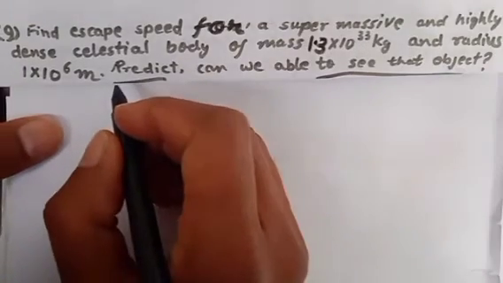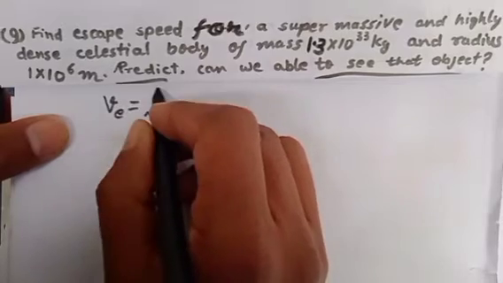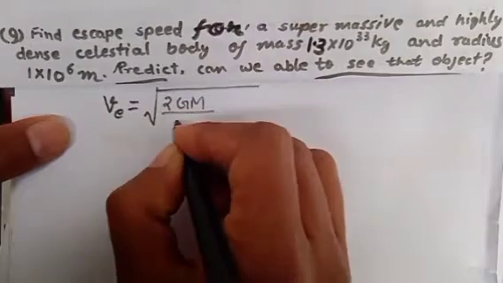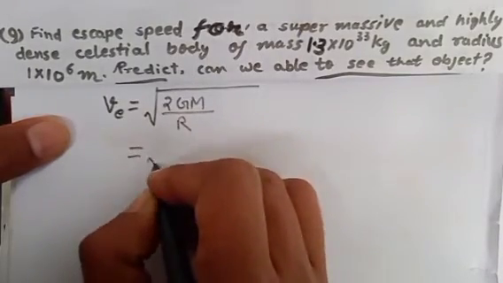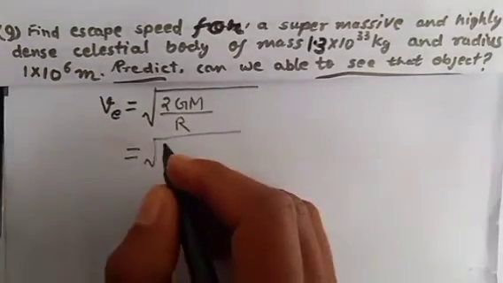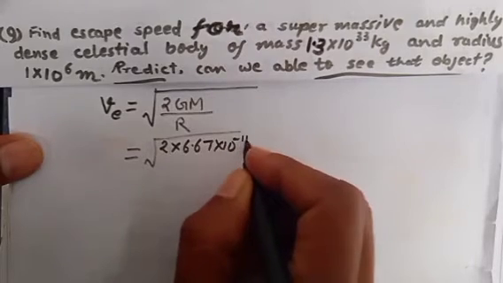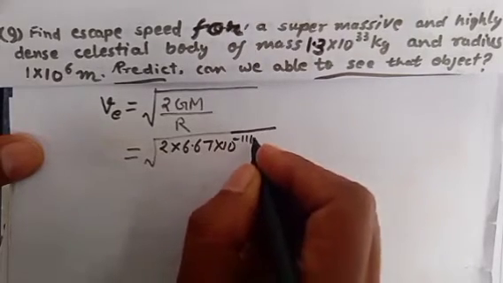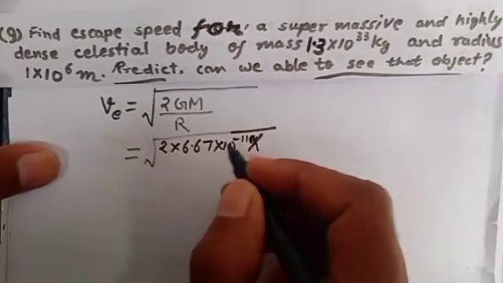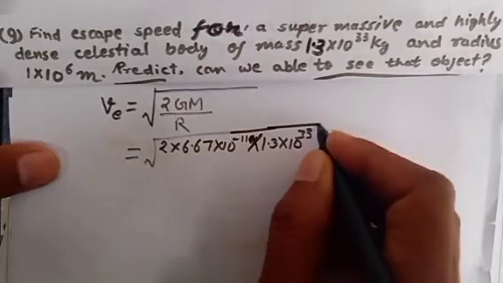See that object. So what I am going to do first is calculate the escape speed: v_e equals root of 2GM upon R. So, 2 into G, 6.67 into 10 to the power minus 11, into the mass, 1.3 into 10 to the power 33 kg.